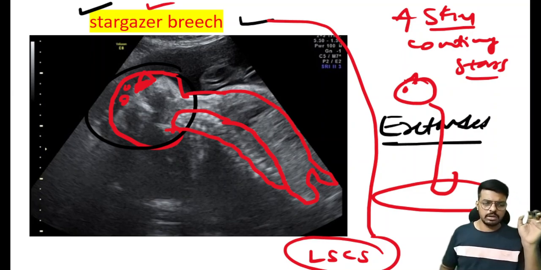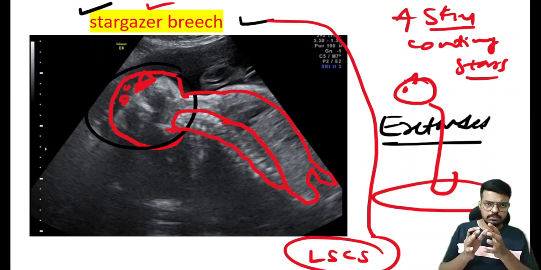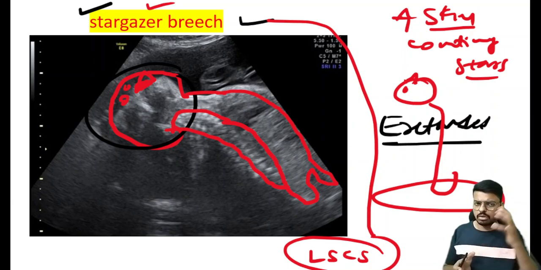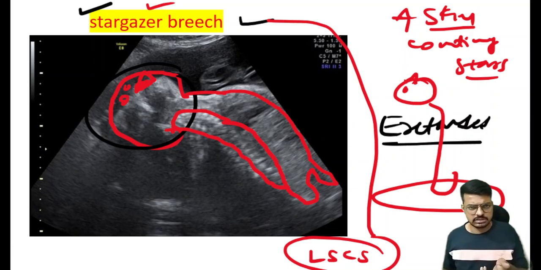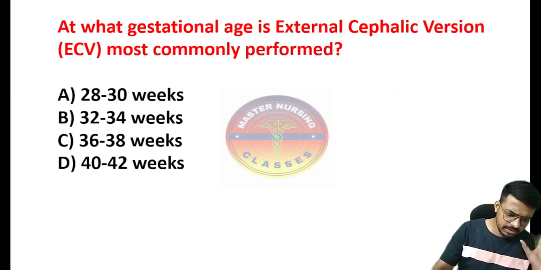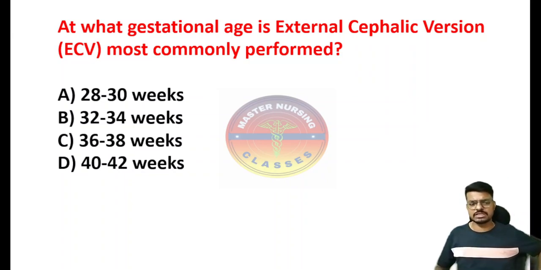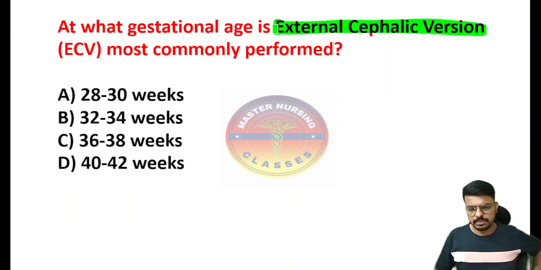So now we have studied the risk factors, the types of breech, what is breech, the most common type of breech overall, in multiparous and in primiparous women, and the most common cause of breech, that is preterm and premature delivery. We have studied everything. Now, how do we manage the breech? Here the actual game starts. At what gestational age will the external cephalic version be done? First, you have to tell me what the external cephalic version is.